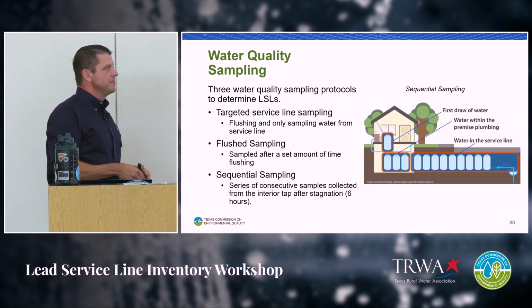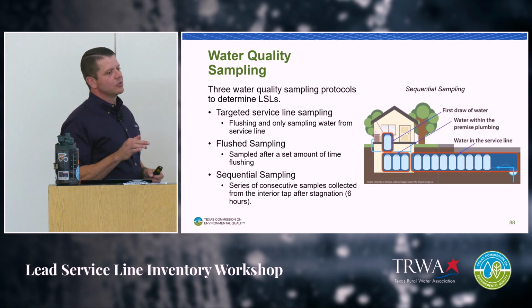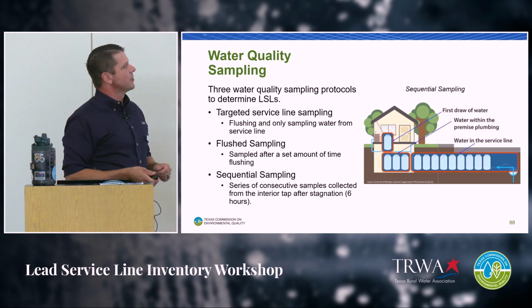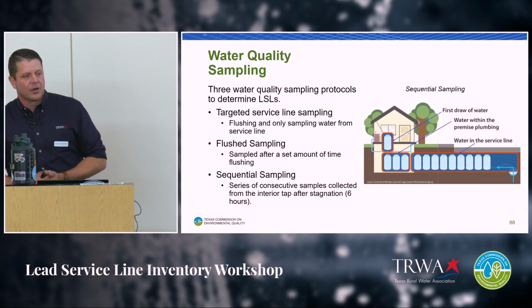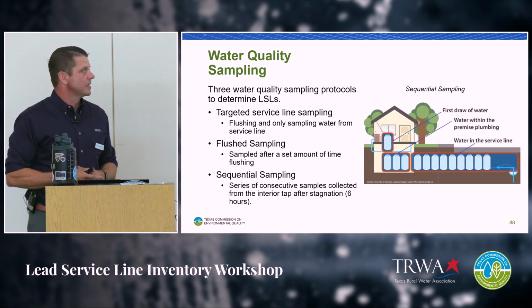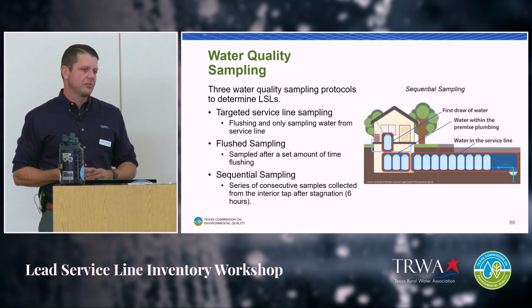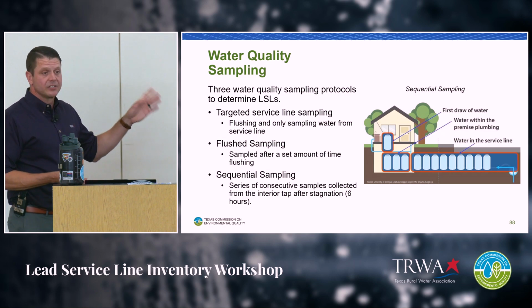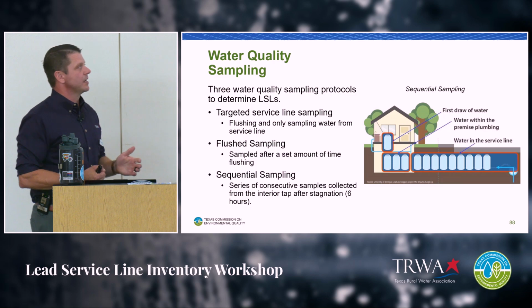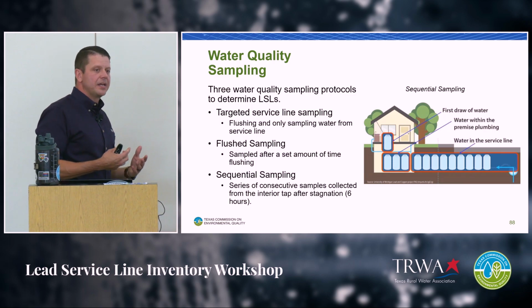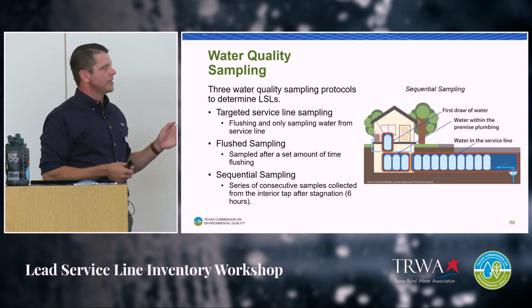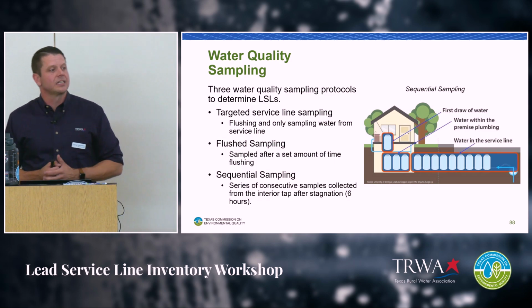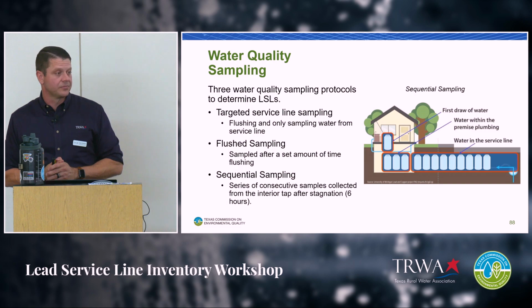Water quality sampling. Again, the EPA manual goes into a lot more detail, but there are a couple different ways that you can do sampling to try to identify what it is. I will say that this is also not a way to completely rule out lead. It's similar to predictive modeling, that if you can show enough data, it may be enough to vouch that this is not a lead line. But just sampling alone by itself is likely not going to be enough.